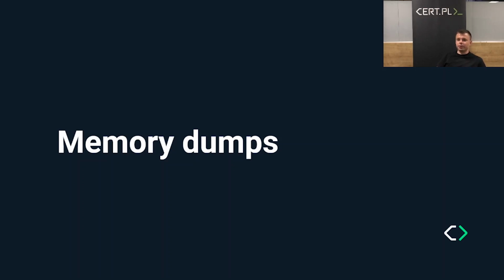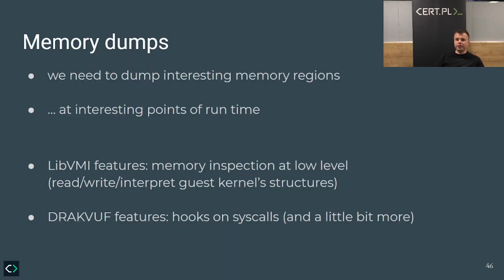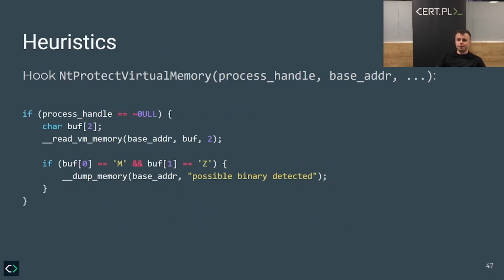Let's talk about memory dumps specifically. As it was said, we need to dump interesting memory regions at interesting points of runtime. And to do it, we could use the existing libVMI features like memory inspection at low level, so we could read, write, or interpret guest kernel structures, and we could also place hooks on system calls in a way that is not visible to the guest VM, and we could even do a little bit more.